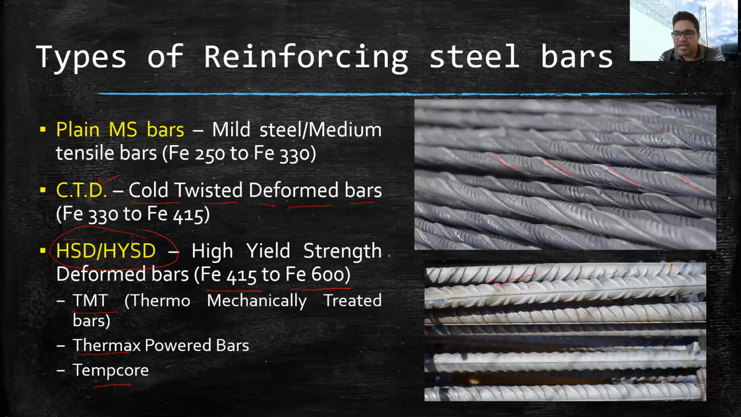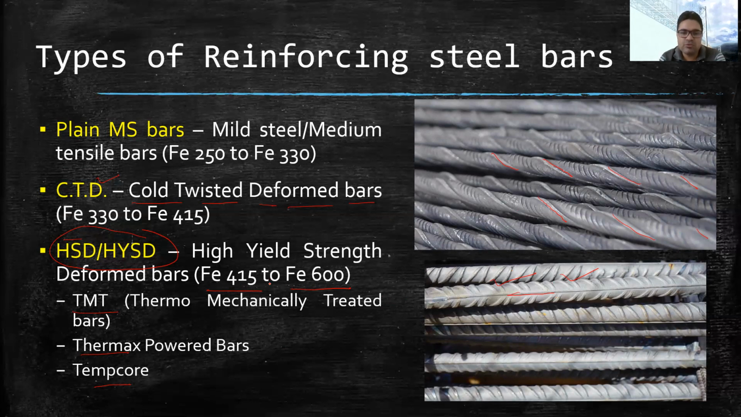You can see this line is straight, while in this case this line is twisted. That is the basic difference. These bars are found to be more efficient. They are ductile, as well as hard enough to take the strength.